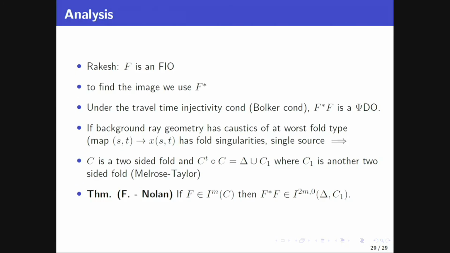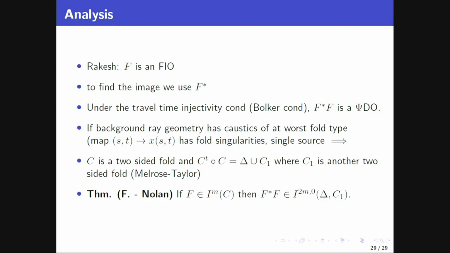Well, it has been known for a long time that F is an FIO, a result of Rakesh. To find the image, you use the back projection operator F star. So you have to look at F star F, and this is the composition of FIOs. F is an FIO, so is F star. I didn't say this, but it's coming in lecture 3: when F is an FIO, so is the adjoint. We would like F star F to be the identity to find the image, but it's not all the time. It's not, many times. So you have to look at the composition of FIOs, F star composed with F.